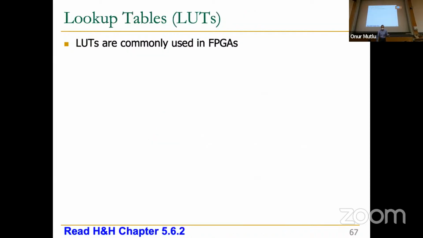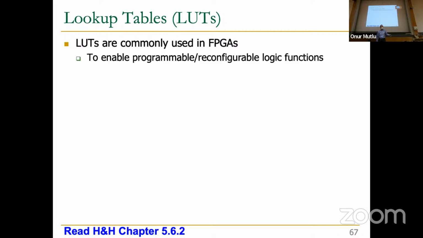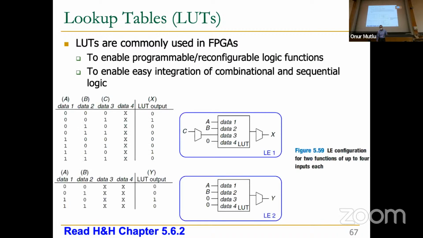Okay, so lookup tables are commonly used in FPGAs, similar to the multiplexers. And I'm not going to go through this. Your H&H chapter actually has a nice explanation of an old FPGA, and you can read it, but it's completely optional. You don't need to read it. But know that these lookup tables are actually used in real systems.